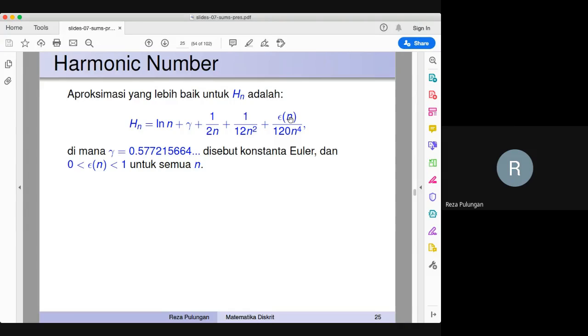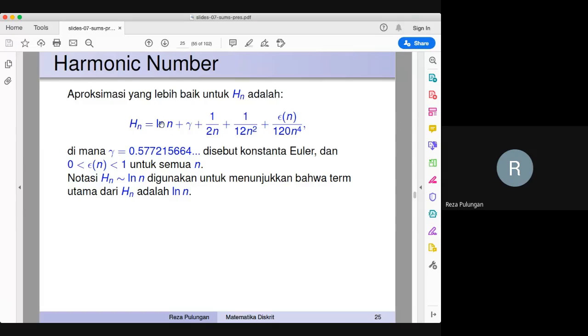Now, this is the catch. Epsilon_n is a function. What is the function? We don't really know this function, but it is somewhere between 0 and 1 divided by 120n to the power of 4. And gamma here is called the Euler constant, which is around 0.577 and so forth.